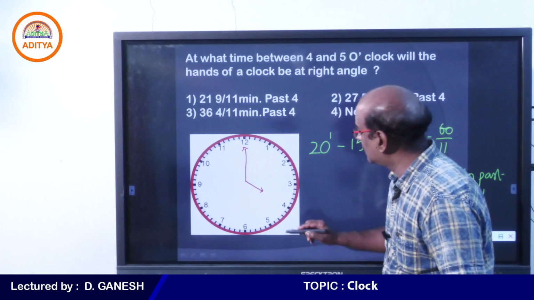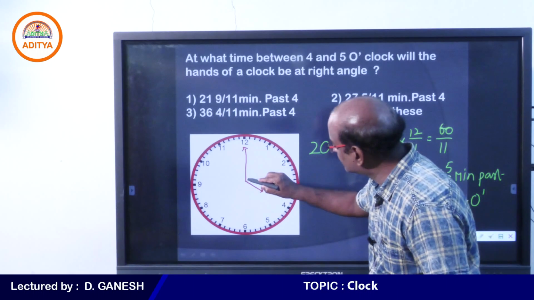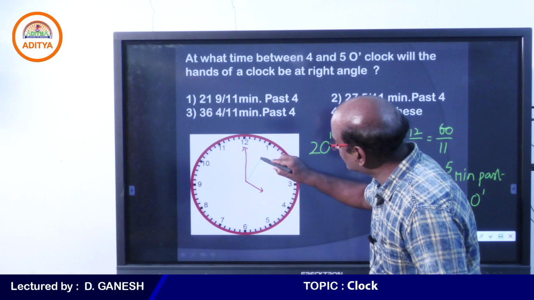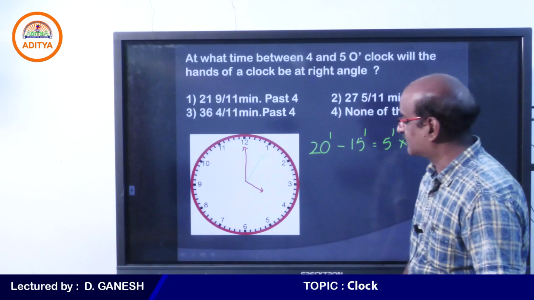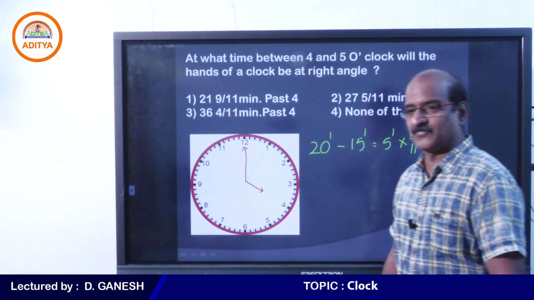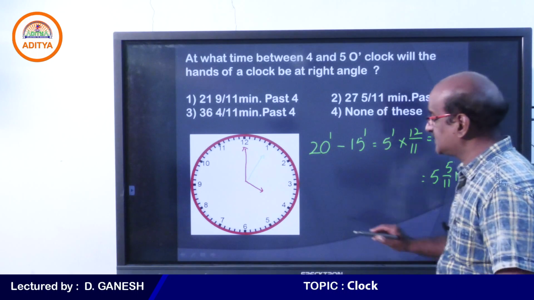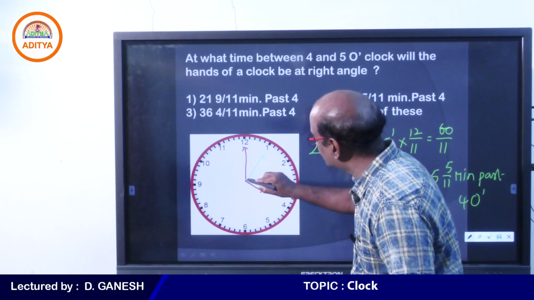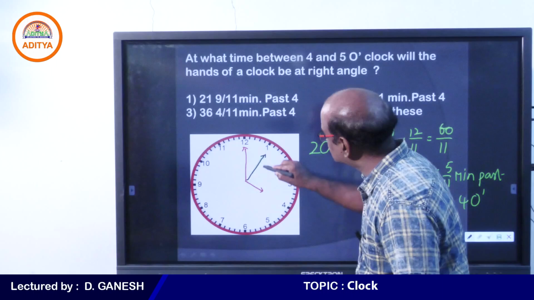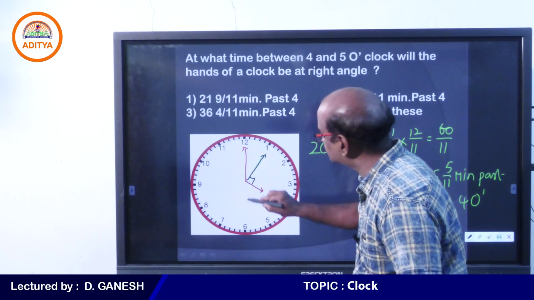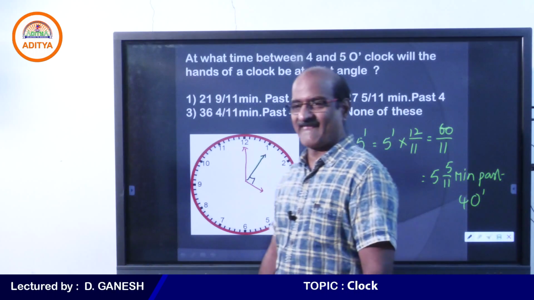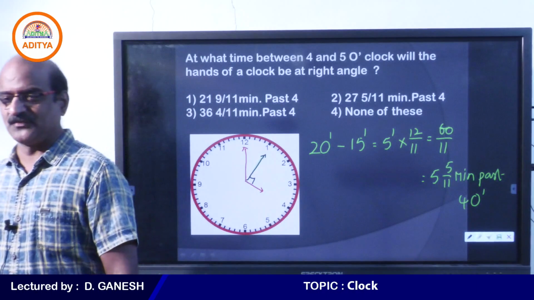Therefore, at right angles you see, it is close to 4:05. From 4 it is 4:05. You can see the hands will be at right angles. See, a 90 degree angle is there. That is one angle. So it happens at 4:05.